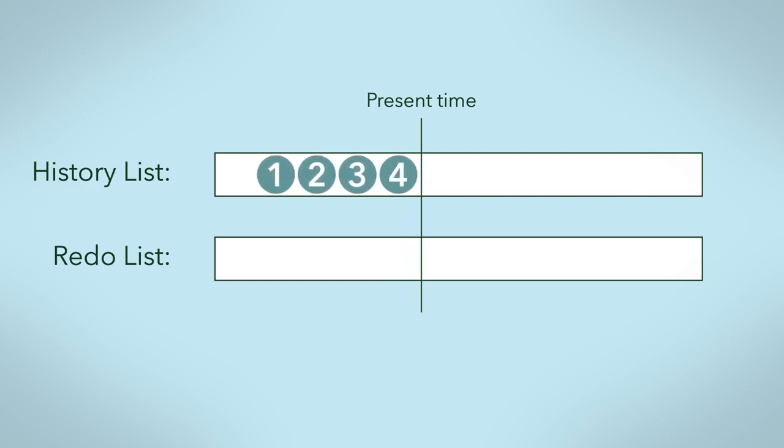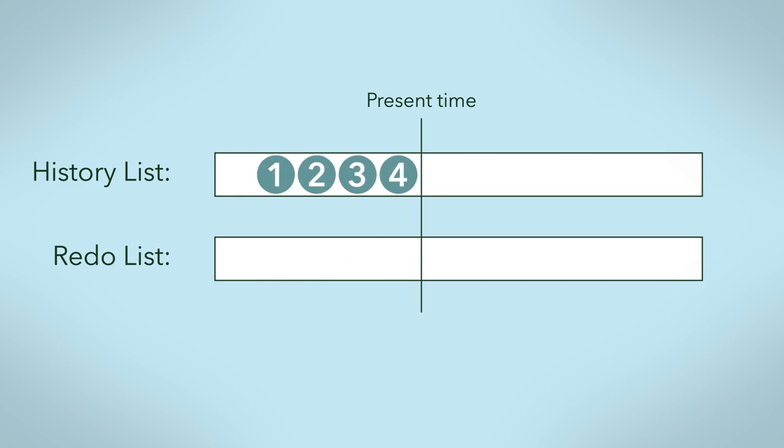Now, what if the user wanted to undo a command? Well, the software would look at the history list and look at the most recent command executed. The software would ask this command to undo itself, and then put it on the redo list. Let's undo another command. If the user needs to redo, the software would take the most recent command undone in the redo list and ask the command to execute again, then move it onto the history list again.